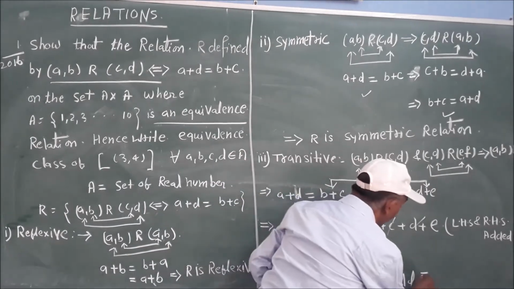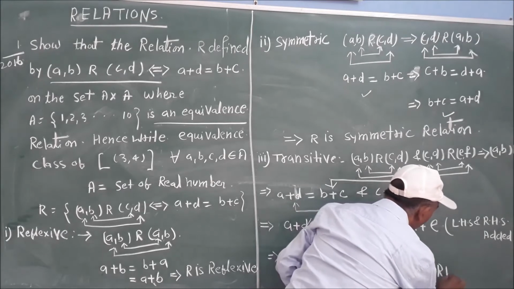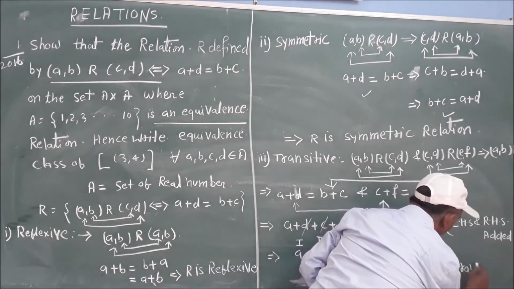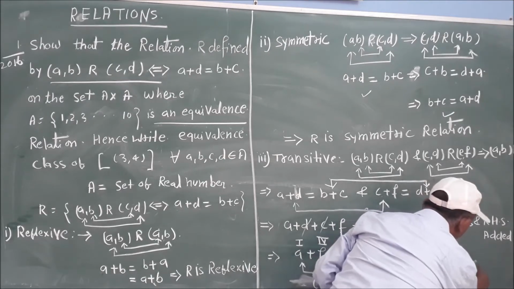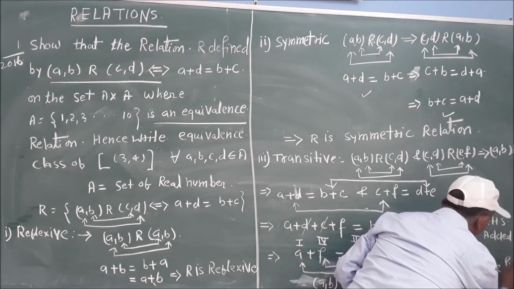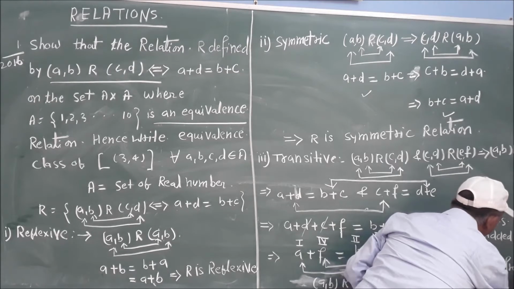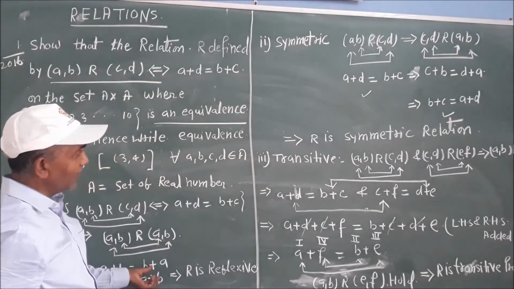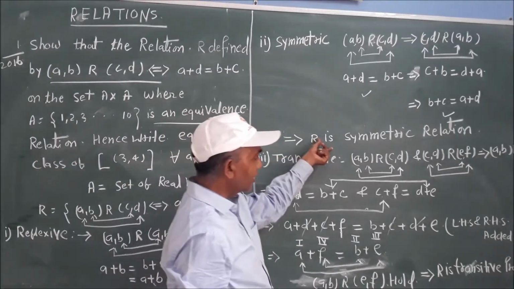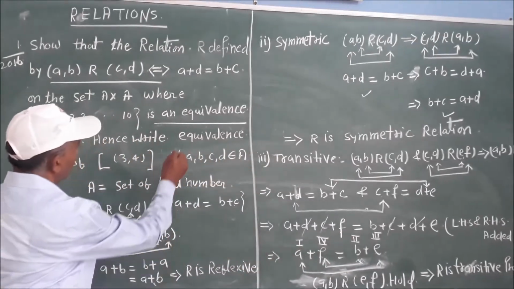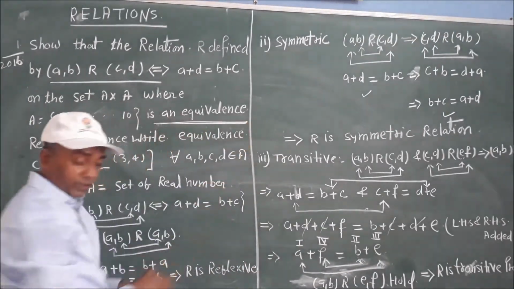So what is its meaning? This implies R has the transitive property. R is transitive. So we have proved that R is reflexive, R is symmetric, and here R is transitive. So what is its meaning? Its meaning is R is an equivalence relation.